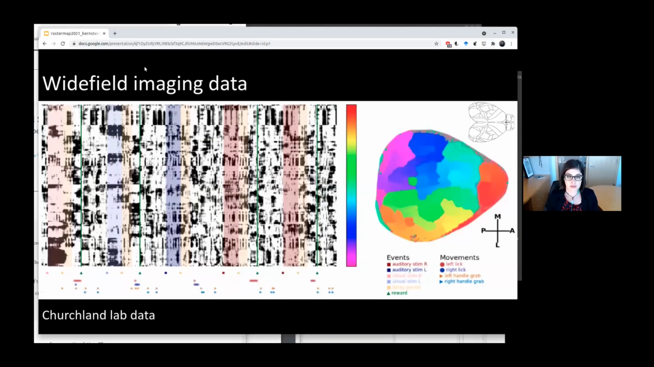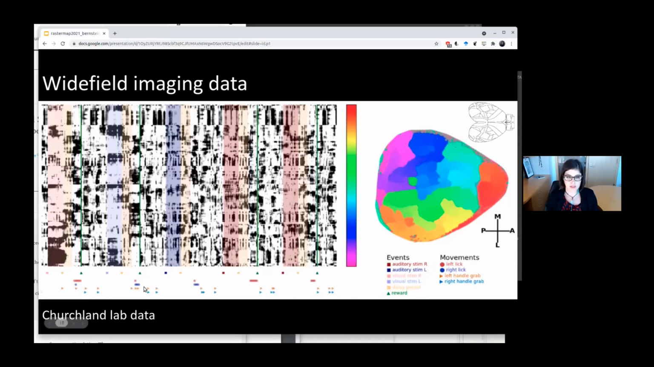We can also do this with not just neural data, but with voxels from widefield imaging data. So we took this data set that the Churchland lab shared, which has widefield imaging data during an auditory stimulus task. They have tones on the right and the left, and the mouse has to choose which side has more tones, I believe. And they also have right and left visual stimuli during the task, but I think they're not using those as part of the behavior.